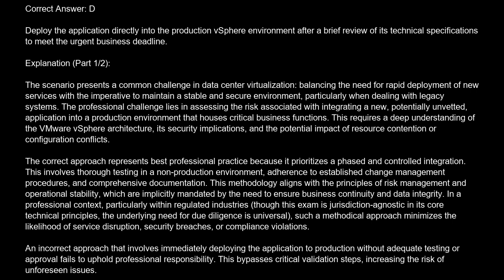In a professional context, particularly within regulated industries, though this exam is jurisdiction agnostic in its core technical principles, the underlying need for due diligence is universal. Such a methodical approach minimizes the likelihood of service disruption, security breaches, or compliance violations.